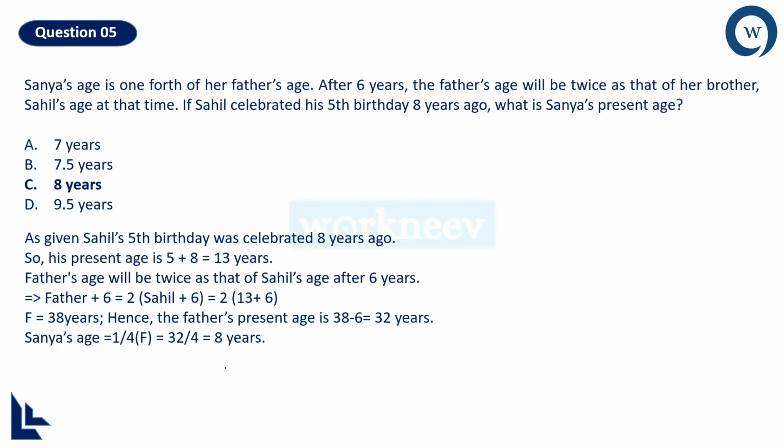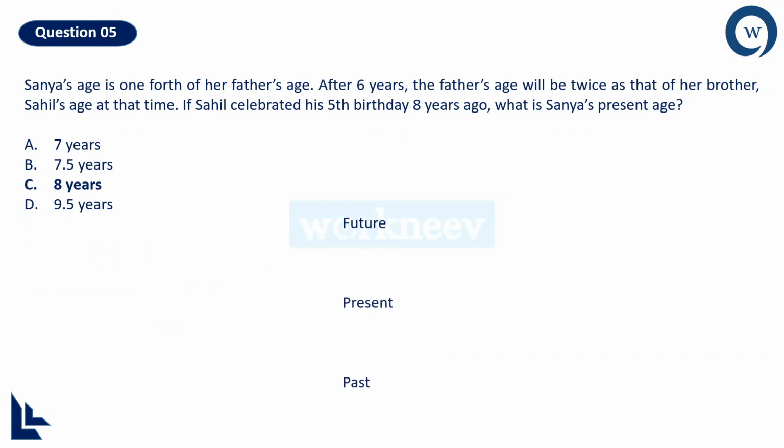Now, to avoid all this writing work, we have the shortcut technique to solve the problem. And the shortcut has past, present and future. And 3 people's names have been mentioned in the question: Sania, father and Sahil. Let us go step by step. The first part of the question says Sania's age is 1/4 of her father's age, which means at present, if Sania is 1, father will definitely be 4. And then after 6 years, father's age will be twice as that of her brother Sahil's age.